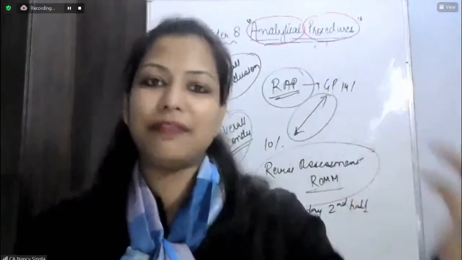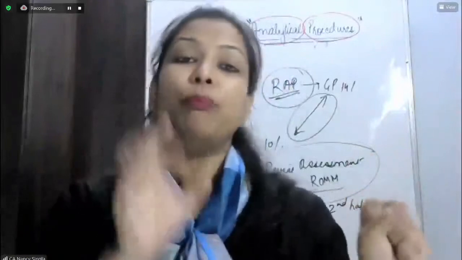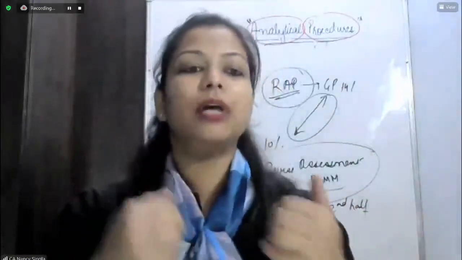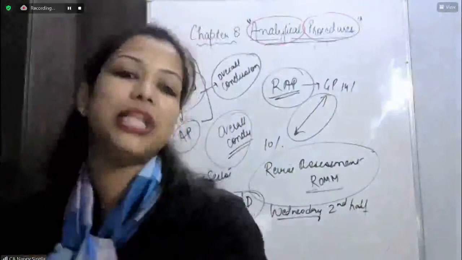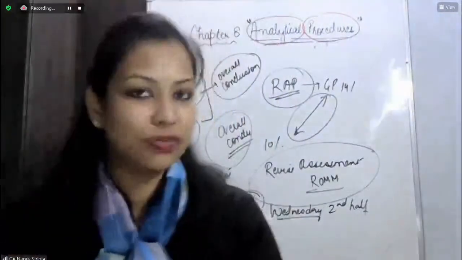Balance sheet, P&L, everything is financial information. To evaluate it is what you have to do. How? Through analysis of plausible relationships among what? Both financial and non-financial data. Plus, it includes investigation of identified fluctuations, inconsistent relationships, or significant differences from the expected amount.